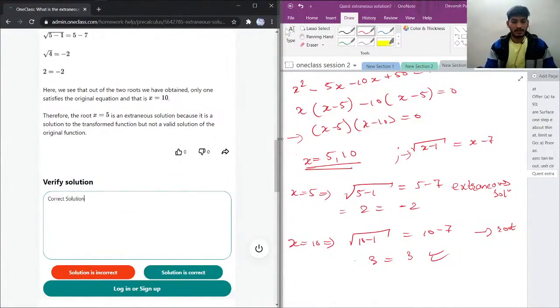Again, the solution given here is correct. Great job.